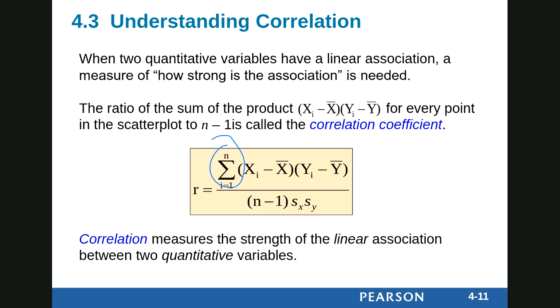And what is s? Does anyone remember what s stands for? Not sample size, because n would be sample size. s is the standard deviation. Yes, Oscar, standard deviation. So s of x would be the standard deviation of all the observations in the x data set. s of y would be the standard deviation of all the observations in the y data set.